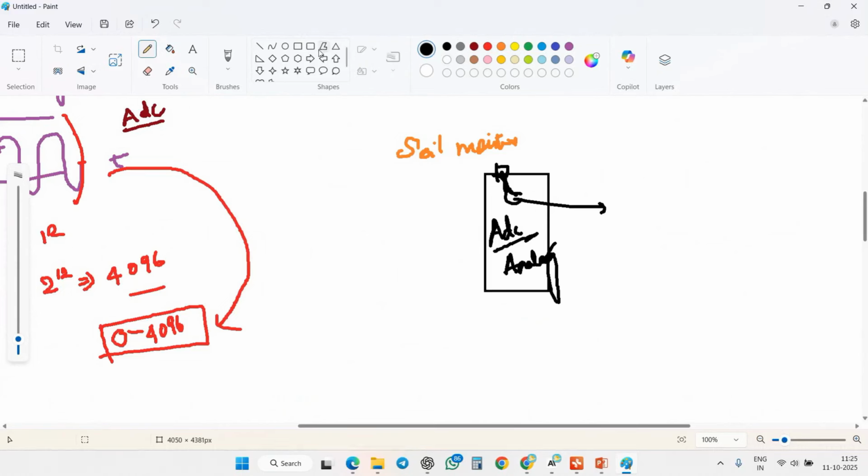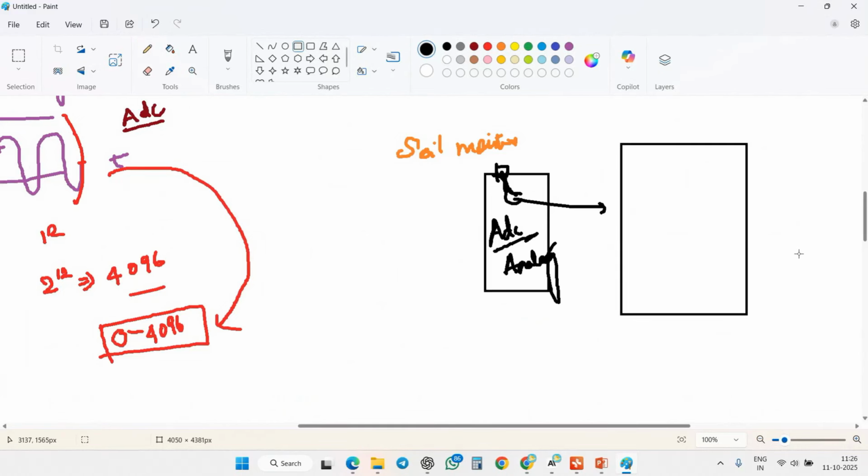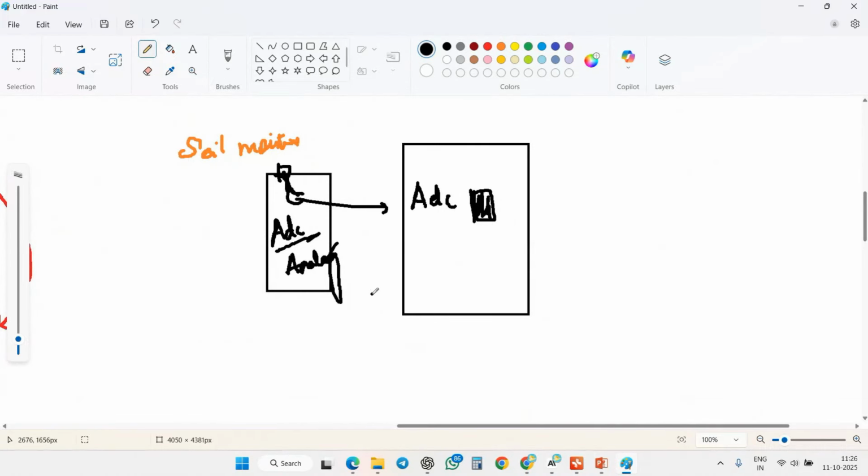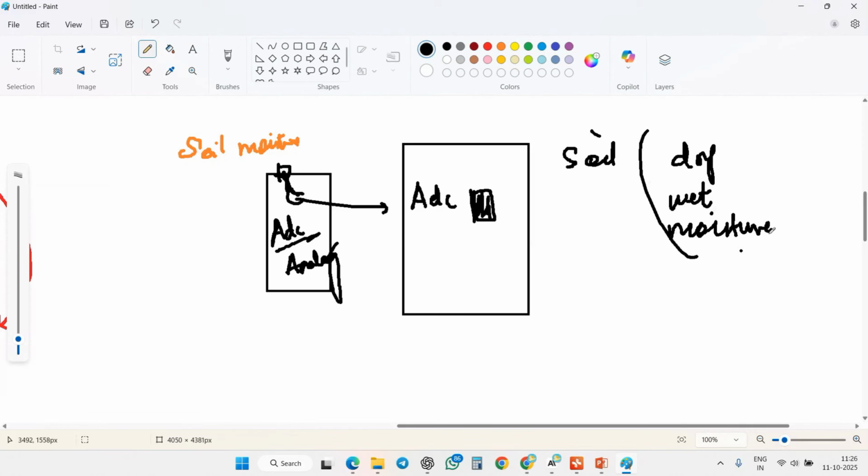This analog data is going to be given to your microcontroller, whether Arduino, STM32, or any microcontroller. It has a module called an ADC. What this actually does is convert your data. For example, if you are calculating the soil moisture level, you need to determine whether the soil is dry, wet, good moisture, or needs water. There are only three parameters in it.